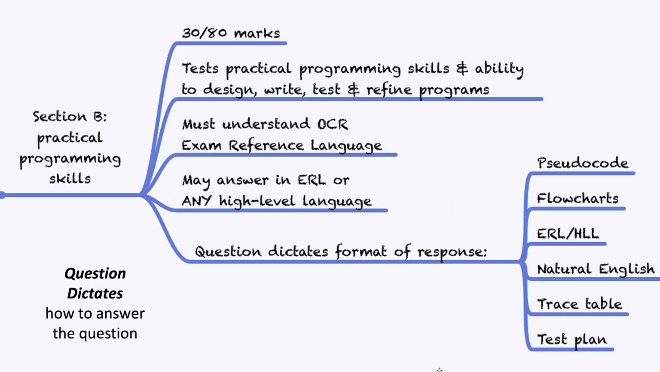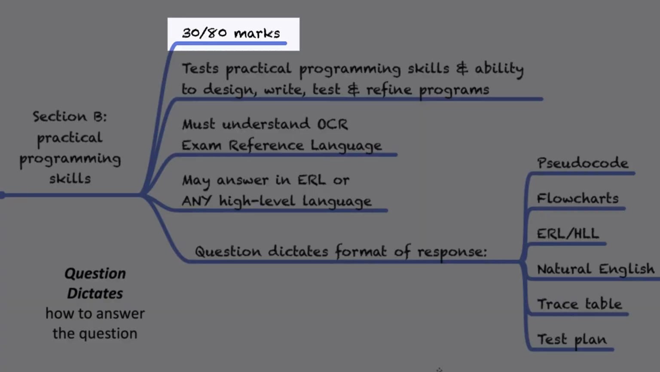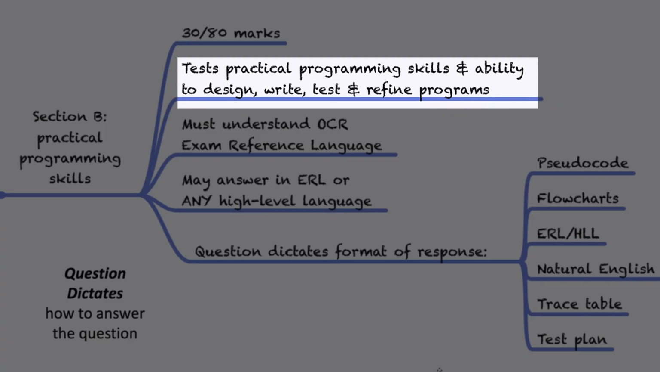Now let's look at section B. It covers 30 of the 80 marks, so it's less weighted than section A, but equally it still covers 30 of the 80 marks available for this paper, so just under half. Its purpose is to test your practical programming skills and whether you can design, write, test and refine programs. And again, thinking about that list of topics, they all sit quite nicely with this paper.